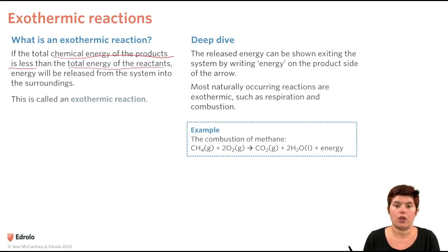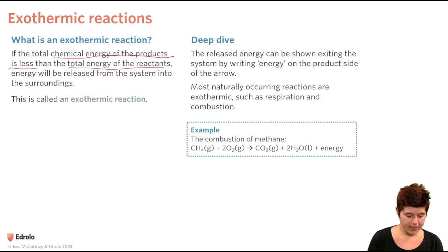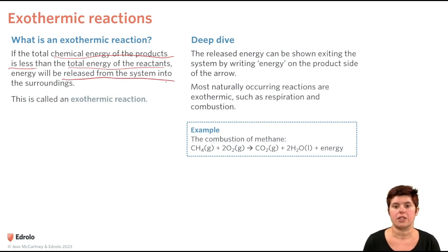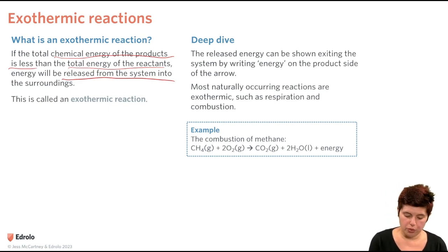We may have heard exothermic reactions being talked about in terms of hot and cold, which is correct. It can be measured by the thermal energy, but as Year 12 students we need to start thinking about the actual energy in the products and the reactants. That's how we're going to describe it. The energy will be released from the system into the surroundings. If the energy is released, that means the outside is going to feel hot. The released energy can be shown as exiting the system.